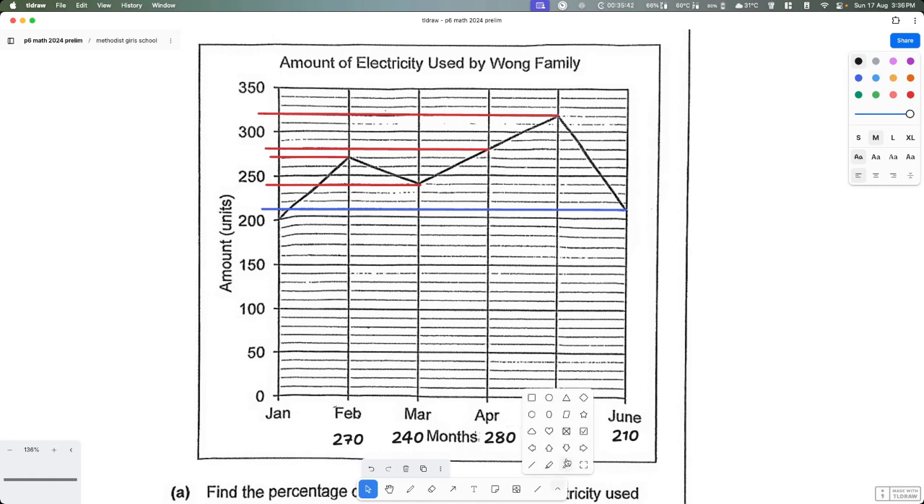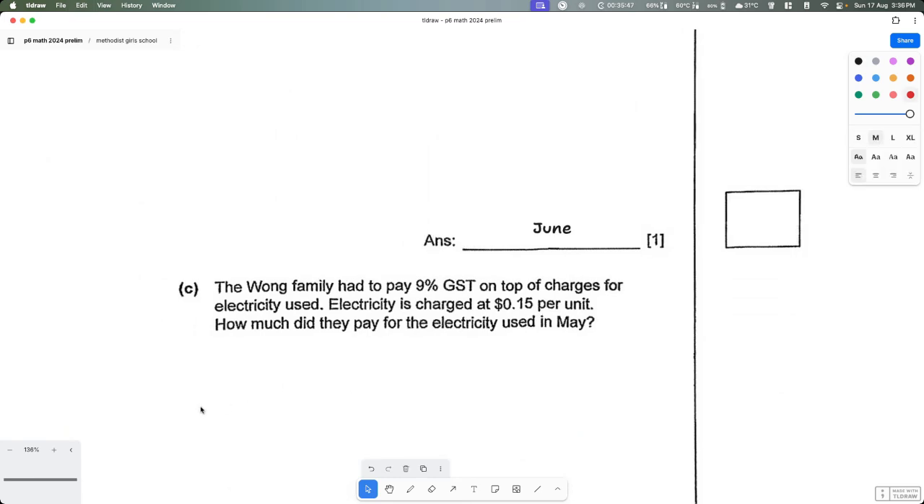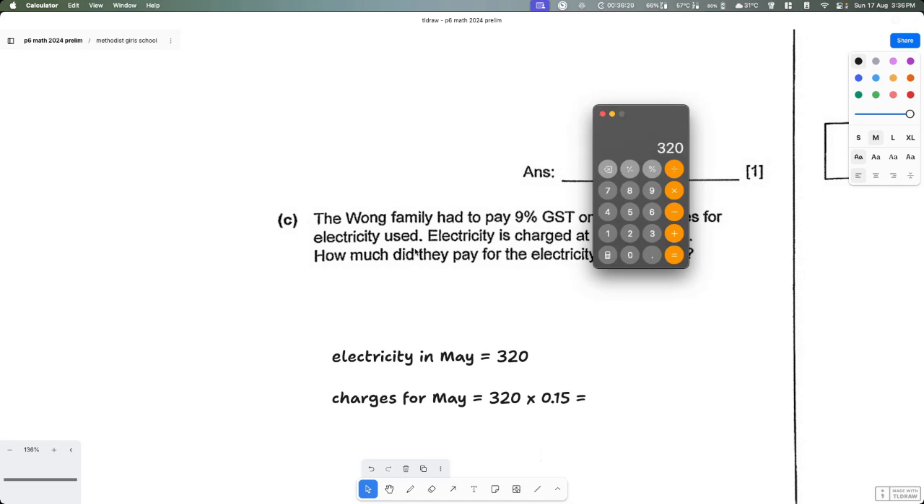Right. Okay, so I'm going to calculate 320. Electricity used in May is equal to 320. So total charges for May is equal to 320 times 0.15, so 320 multiplied by 0.15 is equal to $48.